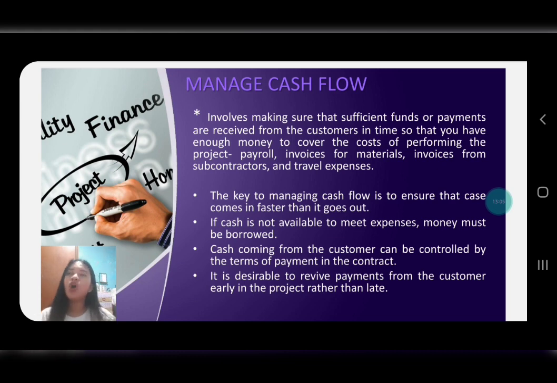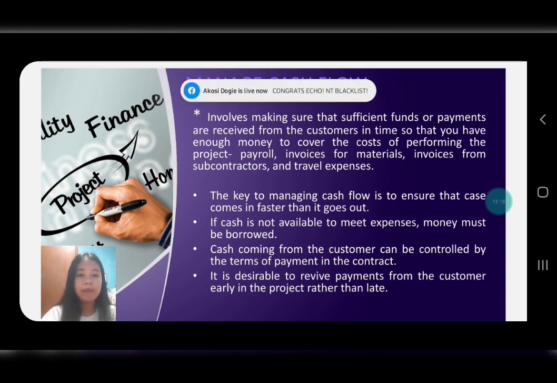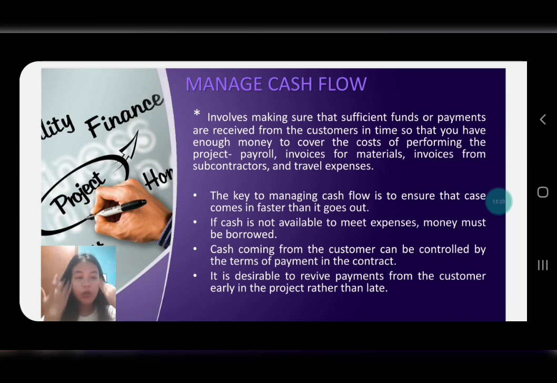So managing cash flow talks about the money that you use to cover the cost of performing the project. When you perform a project, especially a big one, you are not the one who is doing all the work. There should be contractors working for you so that the project can be finished as it was planned. So the key to managing cash flow is to ensure that cash comes in faster than it goes out.